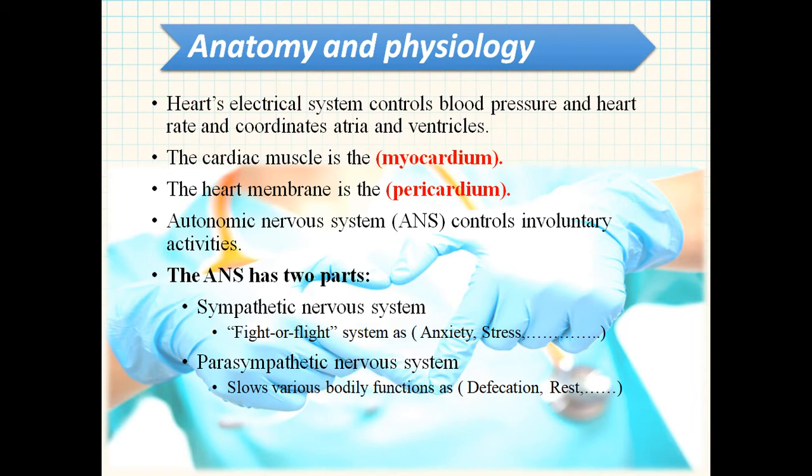The cardiac muscle is the myocardium and the heart membrane is the pericardium. The autonomic nervous system controls involuntary activities. The ANS has two parts: the sympathetic nervous system, the fight or flight system activated by anxiety or stress, and the parasympathetic nervous system, which slows various bodily functions such as rest, defecation, etc.